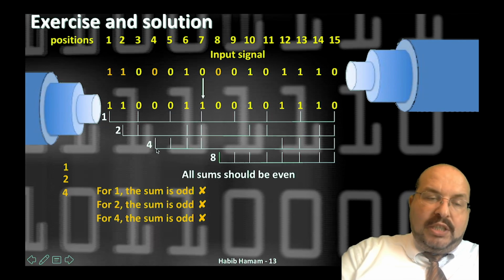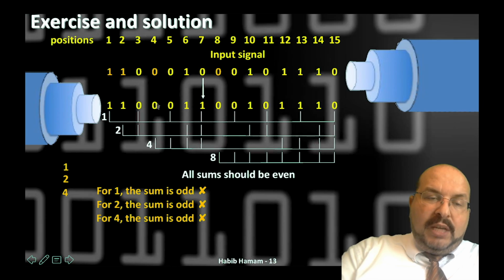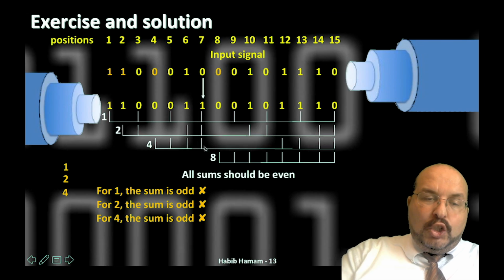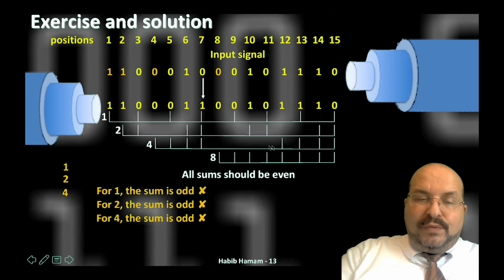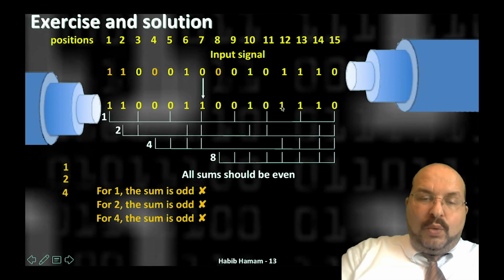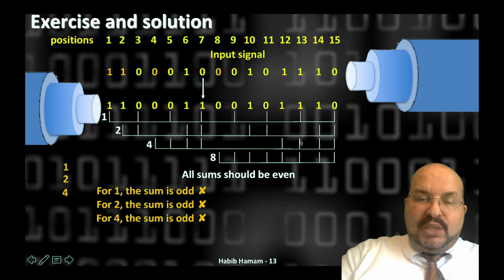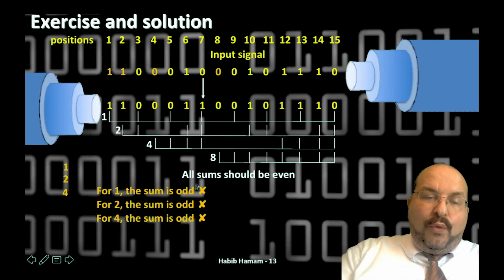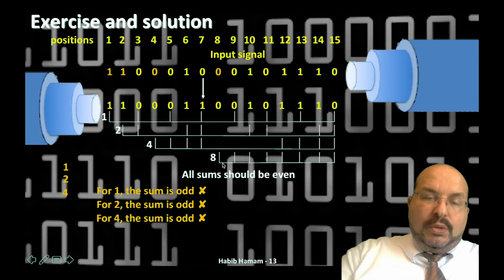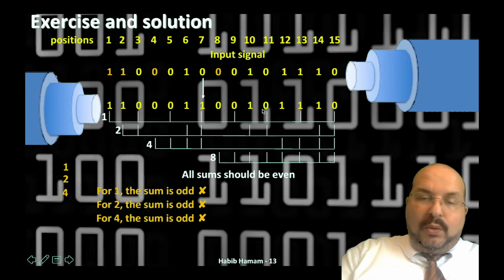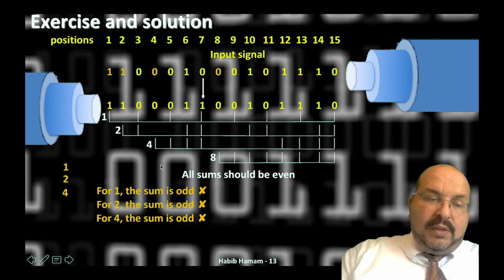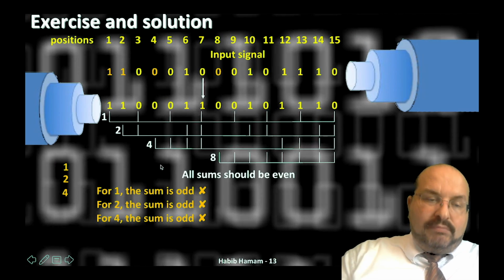So the addition is not even. Let us do it together. 0 plus 0 plus 1 is 1, plus 1 is 2, then we jump over 4, and then plus 1 is 3, plus 1 is 4, plus 1 is 5. It's not even. For 8, the situation is good. We add all the rest, we find 4, which is even. So only 3 positions are bad.